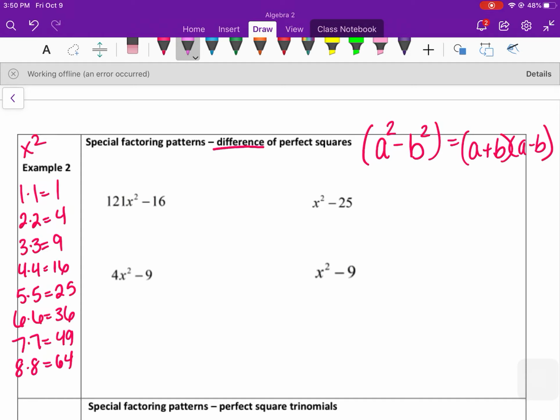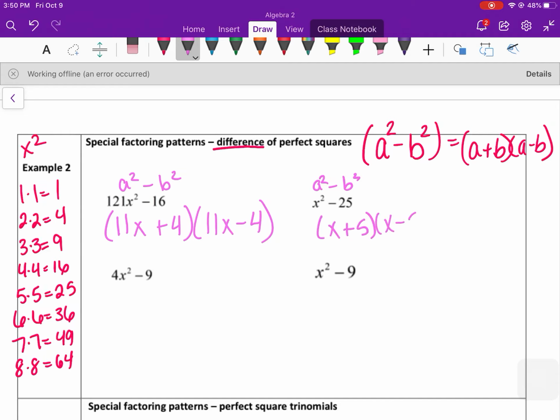121 is 11 squared. So this one would factor to 11x plus 4, the square root of 16 is 4, and 11x minus 4, because this is a squared minus b squared, where a is 11x and b is 4. Here, a squared minus b squared, a would be x and b would be 5, the square root of 25. So this would factor to x plus 5 and x minus 5.